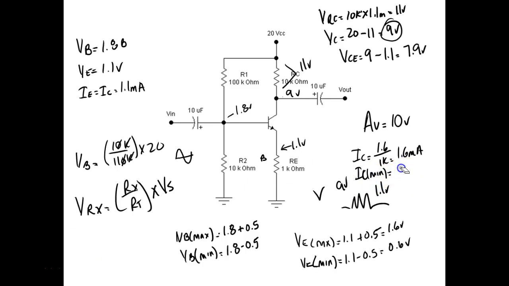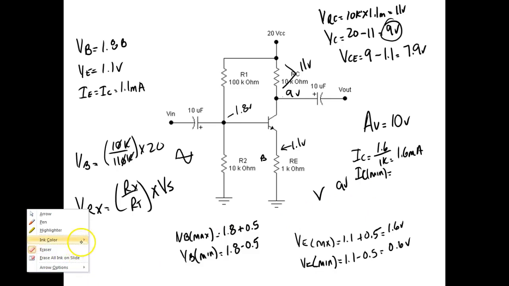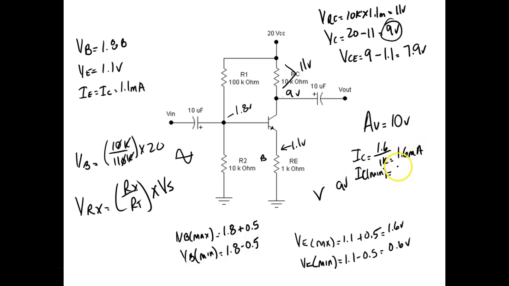If I change Ohm's law, IC minimum would be equal to 0.6, right, or 600 millivolts, divided by 1K, which should be what? 600 millivolts, 0.6, right? 1.6 and 0.6, and 600 microamps. Is that what we got a while ago?